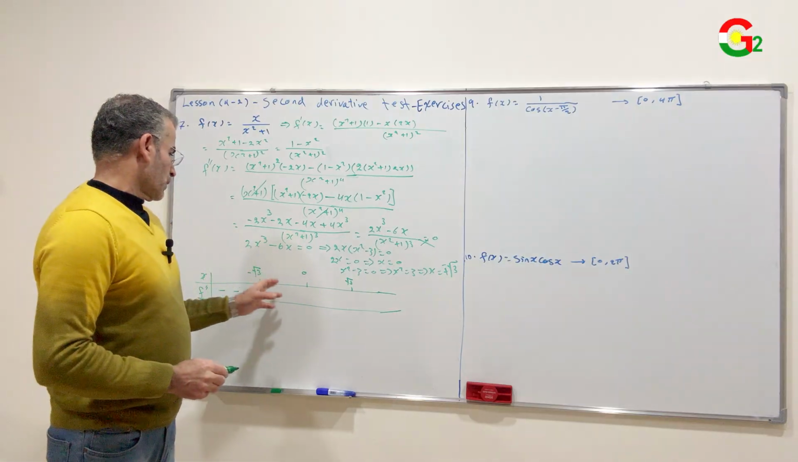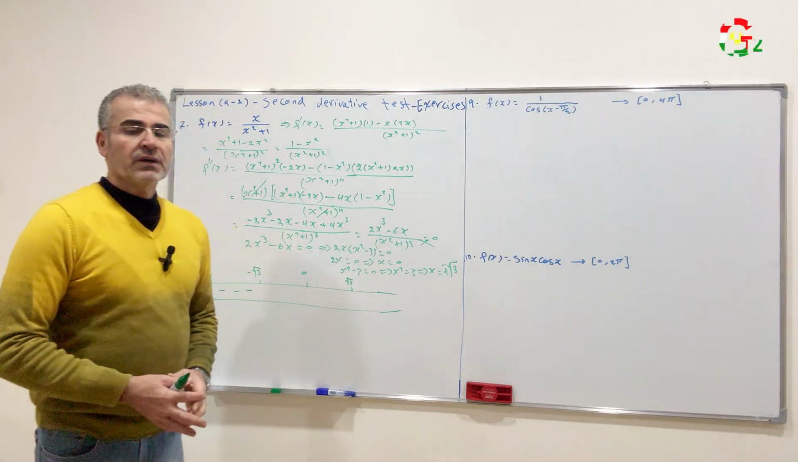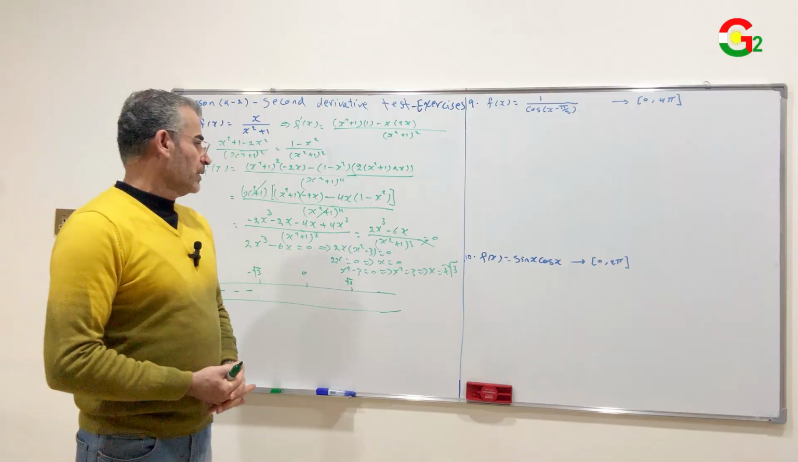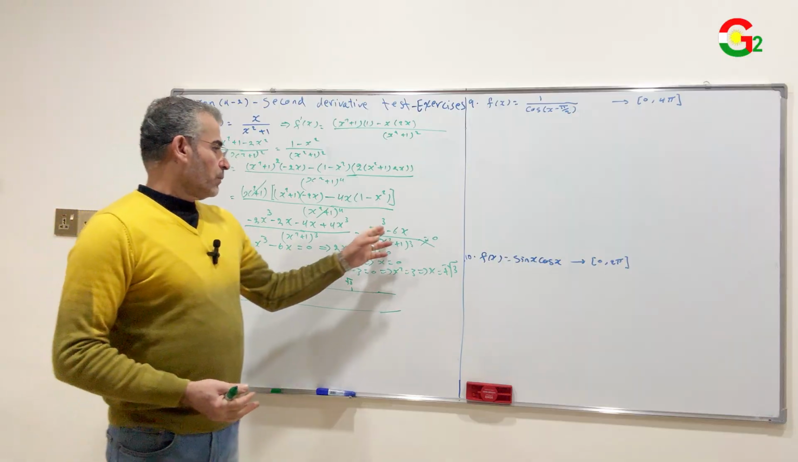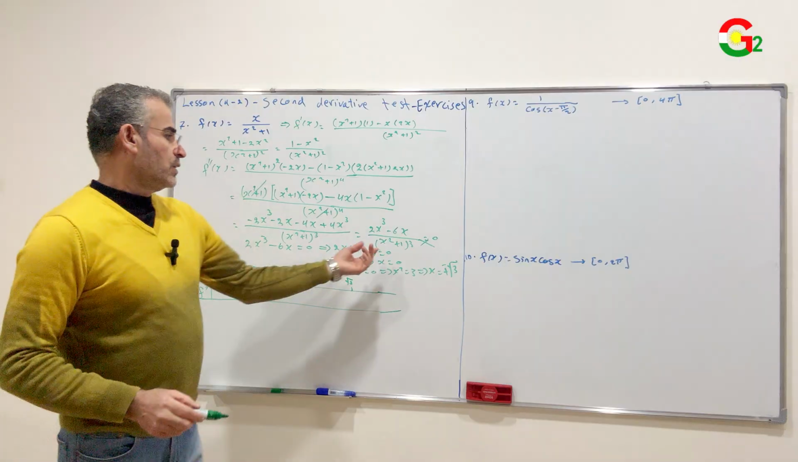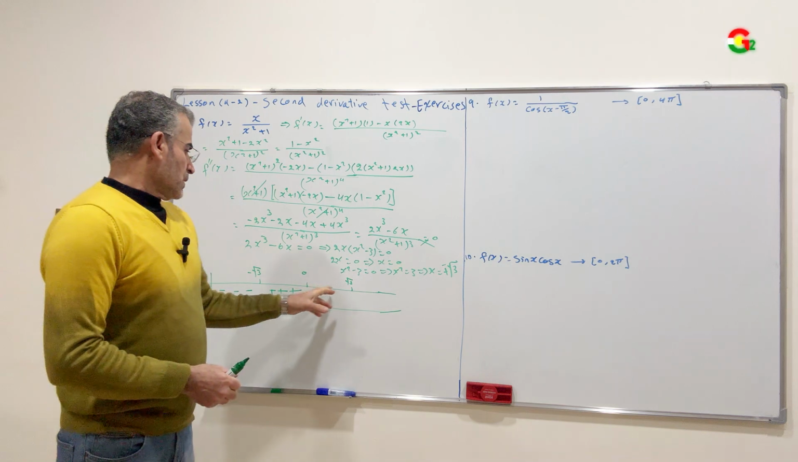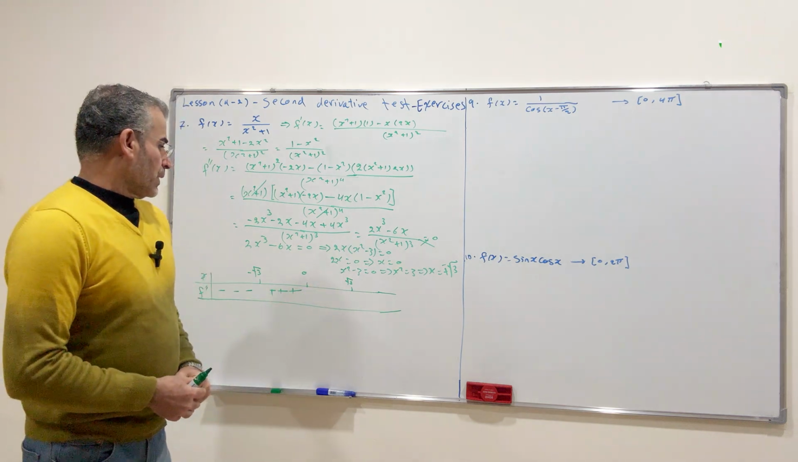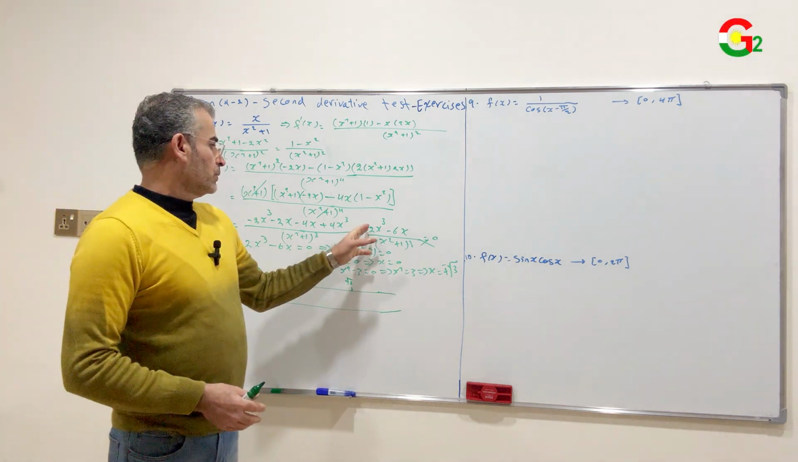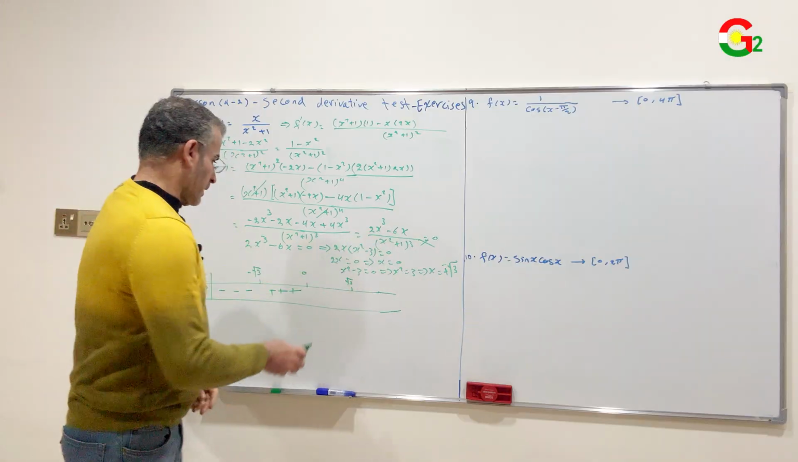Between negative square root 3 and 0, take negative 1. 2 times negative 1 to the power 3, negative 2, plus 6, it is a positive value, since the denominator is always positive. Between 0 and square root 3, take 1. 2 times 1, 2 minus 6, negative value.